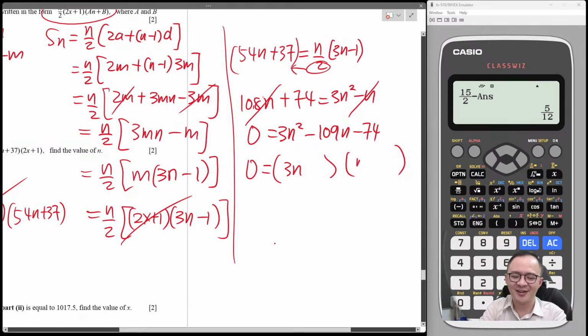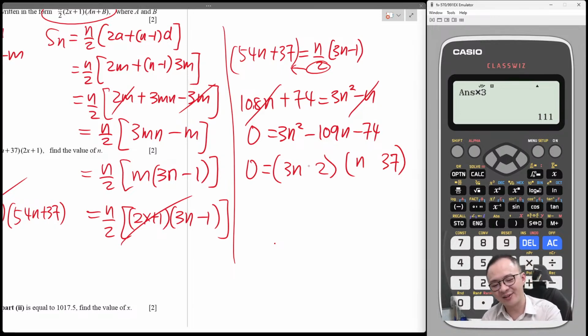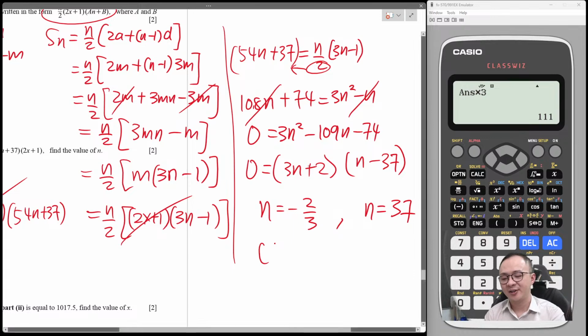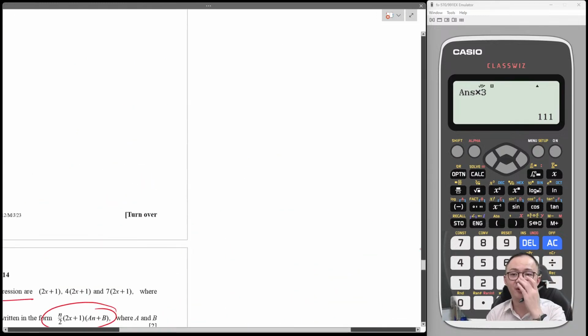This is 3n and n. 74 can divide by 2 or not? 37. Okay, good. 37 times 3 is 111. Okay, nice. This is minus, this is plus. So n equals negative 2 over 3, or n equals 37. Since n must be positive, I rejected the negative value here. So I got my n as 37.